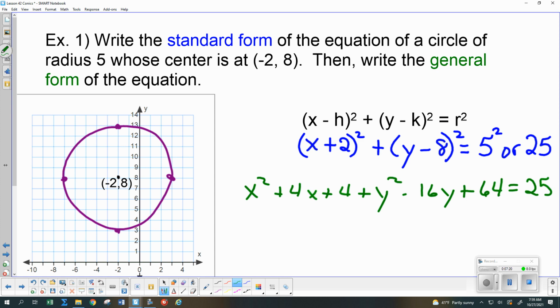Jenna? So wait, on that blue one, do you write both 5 squared or 25? Or you can just do one or the other or both. I'm not going to be picky on that. Okay. The point is you can look at it and tell what the center and what the radius is.